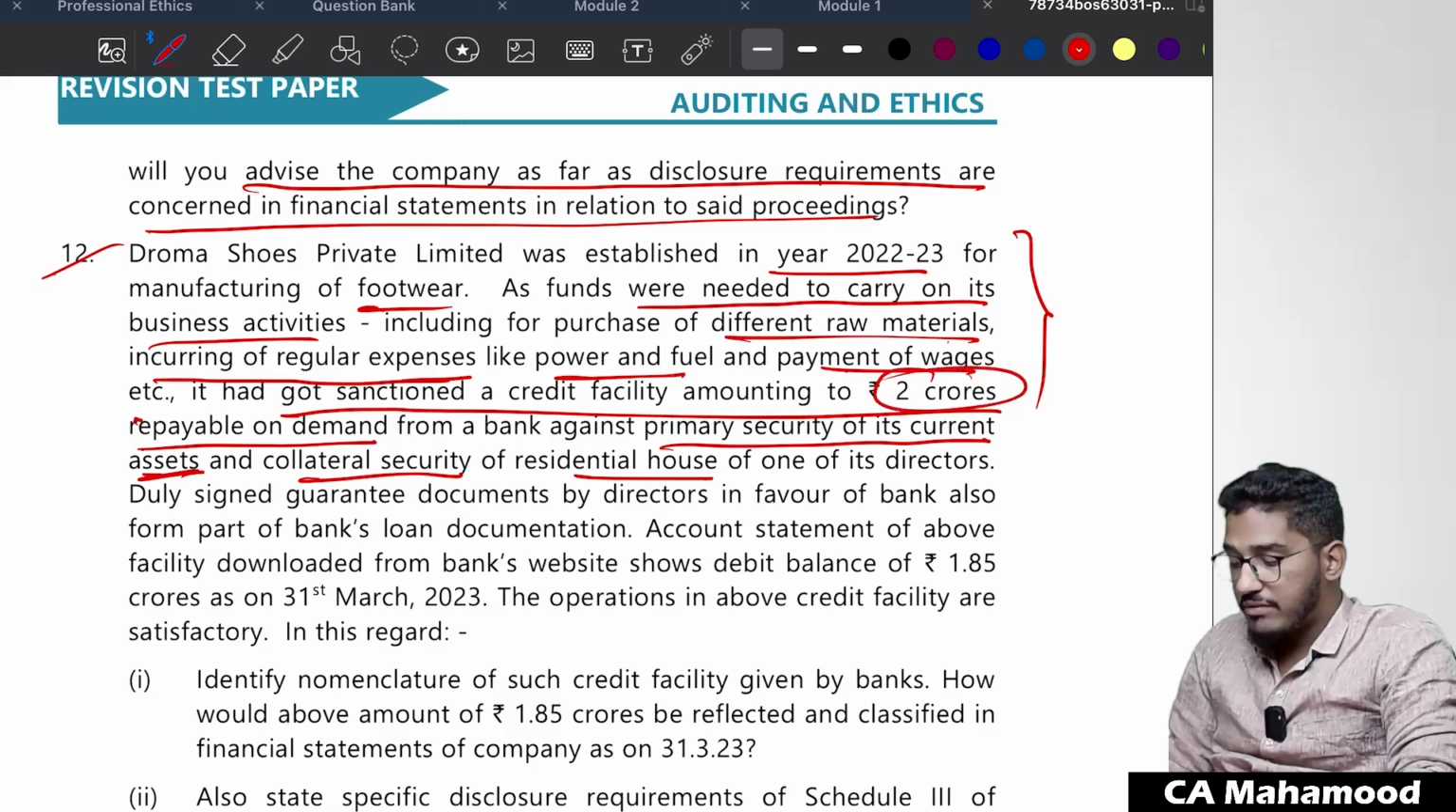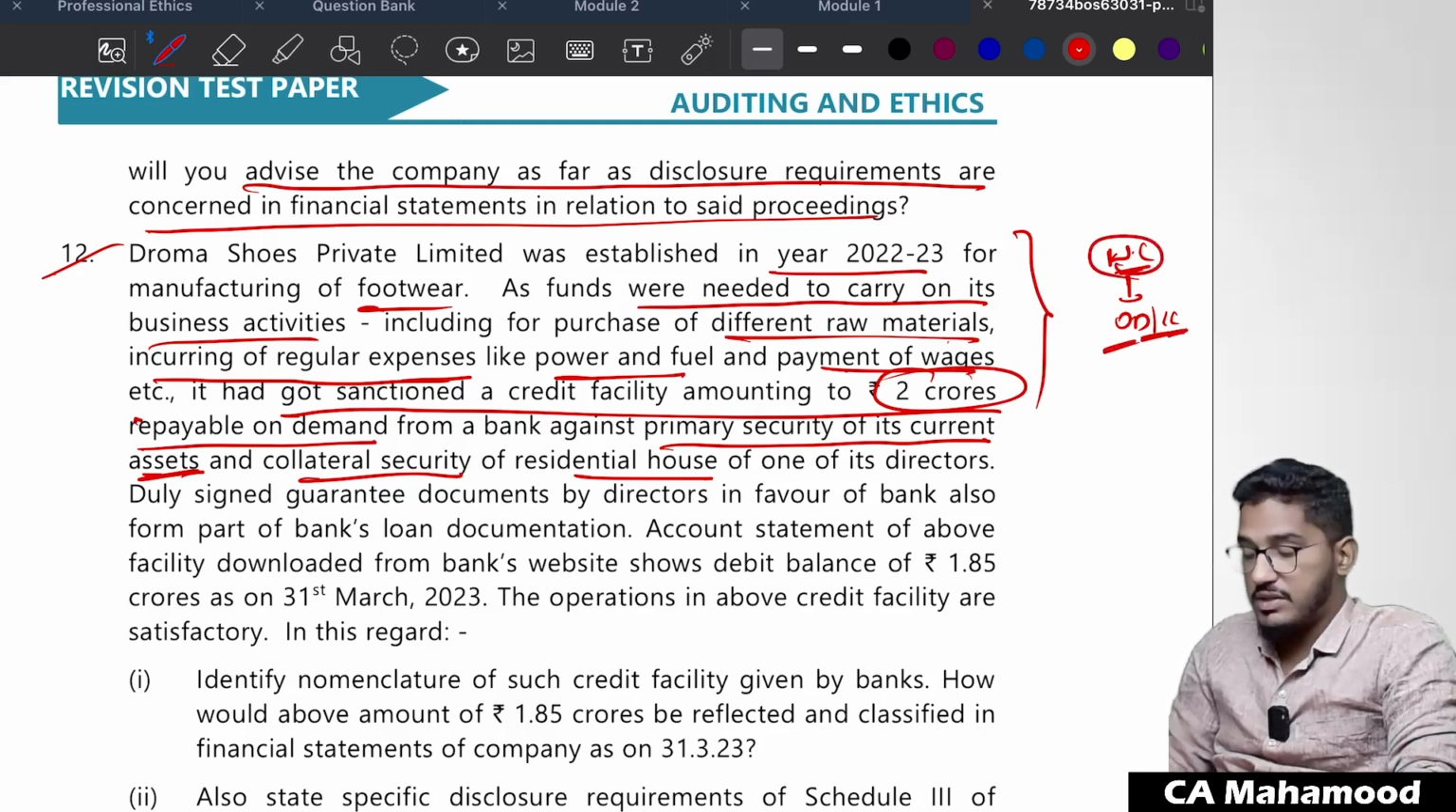So whatever loan they have got, whatever credit facility they have got, that is a working capital loan. Generally, working capital loans will be given in the name of overdraft facility or cash credit facility. So the company has taken a working capital loan that is either in the form of cash credit or overdraft facility. And for this loan, what have they given as security?